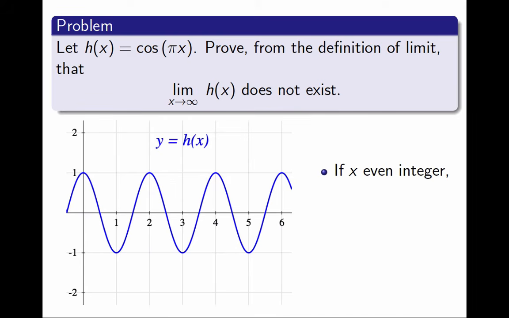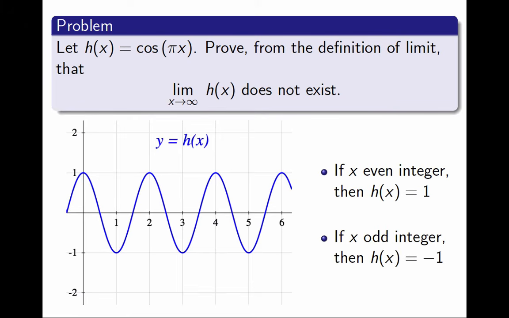The pi in the argument of cosine makes calculations easier. When x is an even integer, I get cosine of 2 pi, 4 pi, 6 pi, and so on, which is always 1. When x is an odd integer, I get cosine of pi, 3 pi, 5 pi, and so on, which is always -1. These will come in handy. Okay then, can we write a rigorous proof?